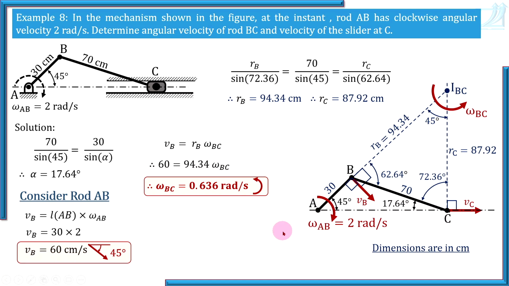And then VC is equal to RC into omega BC. Substitute the values. RC is 87.92 and omega BC is 0.636, and you have found out VC. Take care of units, it's centimeters per second, and VC is rightwards.